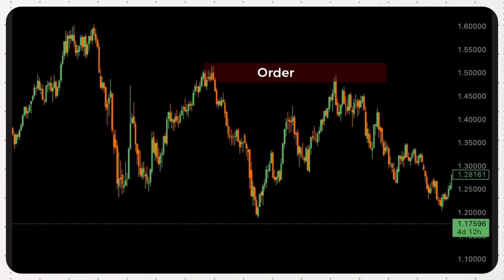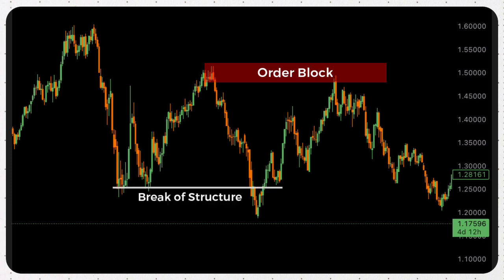So order blocks are useful concepts, but not all of them are created equal. When you combine them with structure, momentum, and liquidity, they become a much more reliable way to understand price. And this is something that gets clearer the more you see it on the charts.